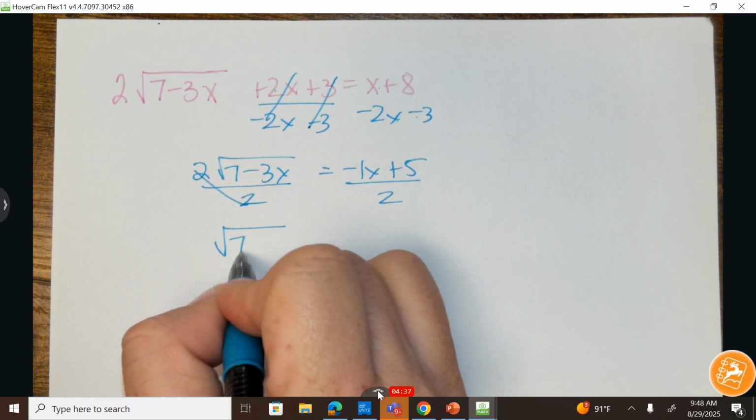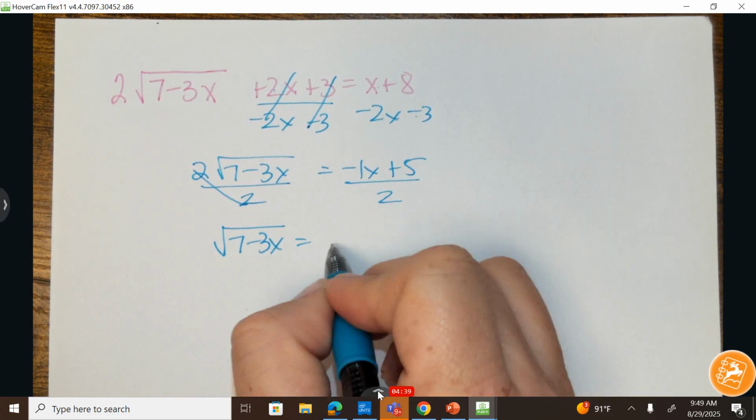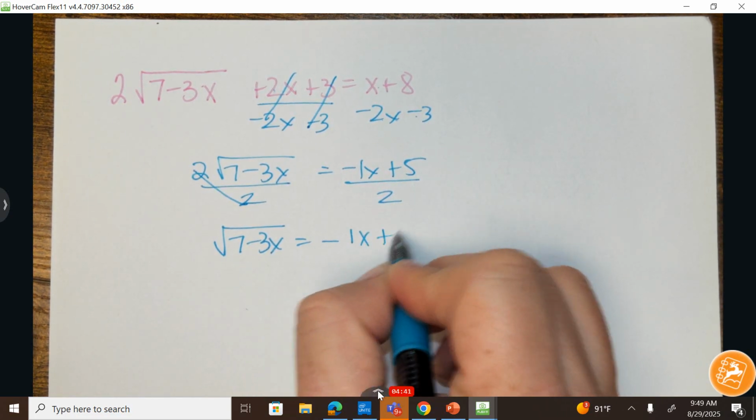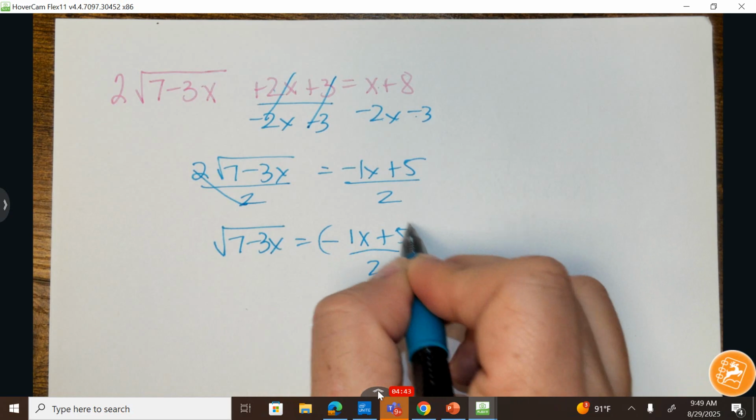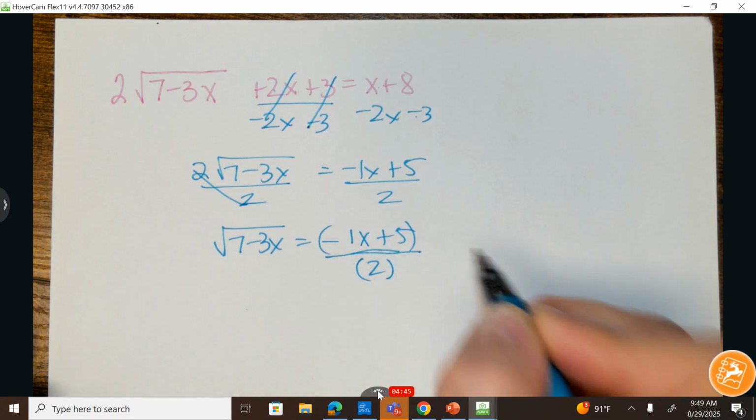We have the square root of 7 minus 3x equals, now don't take time to try to separate this. Just leave it as is. So we have a numerator and a denominator.